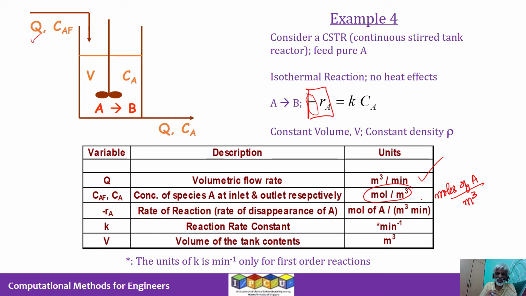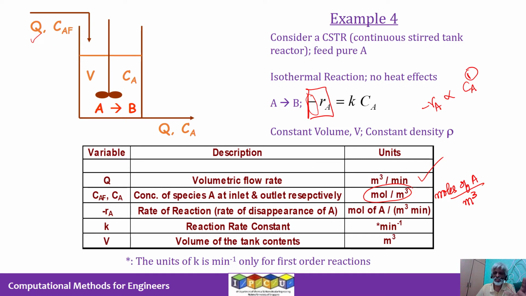Okay. And since it's a first order reaction, we say minus RA is proportional to CA. Okay. That means the rate of the reaction is proportional to the concentration of the species. So if the concentration is more, the reaction rate is more. If the concentration is less, the rate of disappearance of A is less. So it's proportional to CA to the power of 1. So that is what is meant by a first order reaction. If it is a second order reaction, it will be CA to the power of 2, for example.